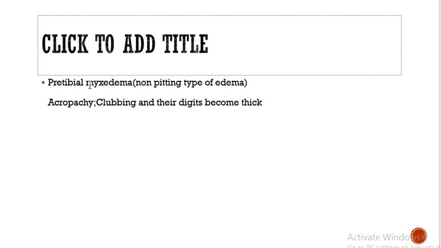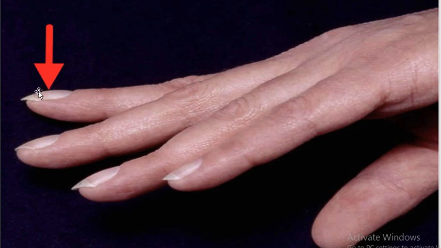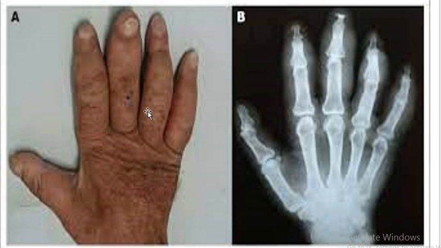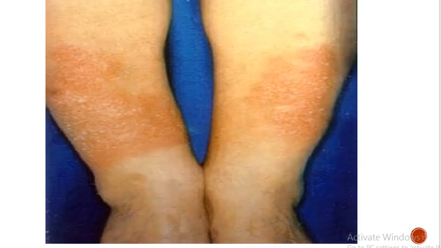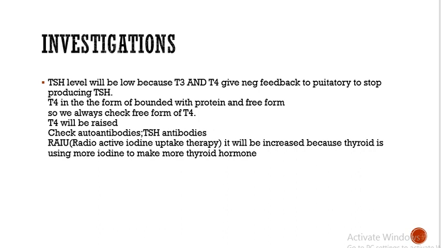And secondly, there will be pretibial myxedema, which I already talked about, and then there will be clubbing, and digits become thick. See, this is clubbing. Clubbing can be present in lung diseases like bronchiectasis, in respiratory conditions, in cardiovascular conditions. So one of the causes can be hyperthyroidism. See how the patient presents, and this is the thickness of the digits. See in the X-ray, this is the thickness of the digits, and this is also a thickness of the digits, and this is periorbital edema.